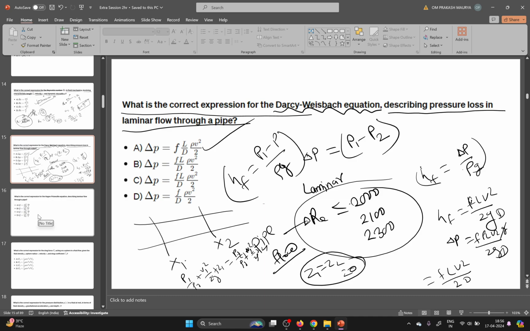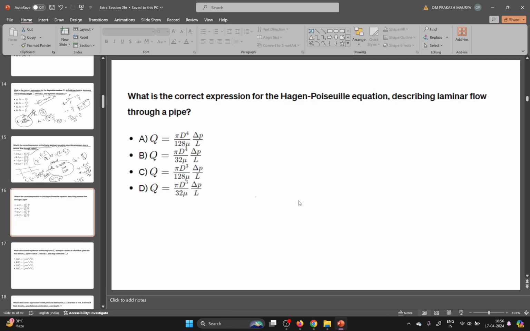Now moving ahead, you will also need the continuity equation for that. Now what is the correct expression for the Hagen-Poiseuille equation describing the laminar flow through a pipe? Which option, A, B, C, or D, is correct? Pi d to the fourth by 128.